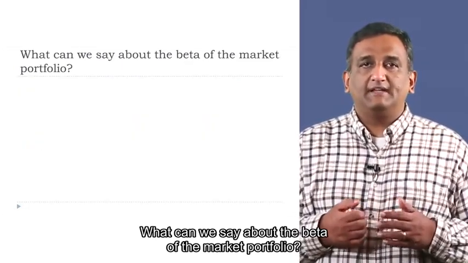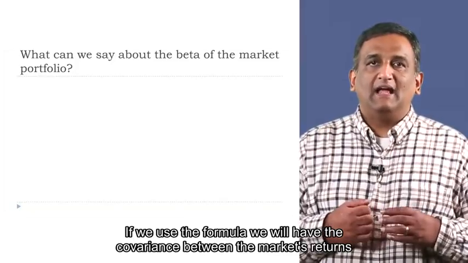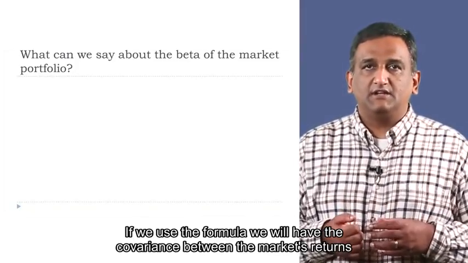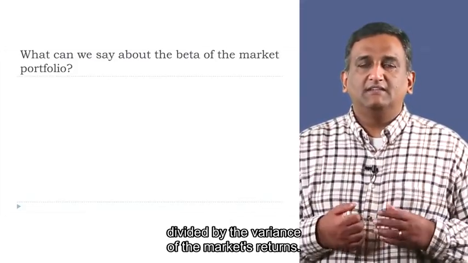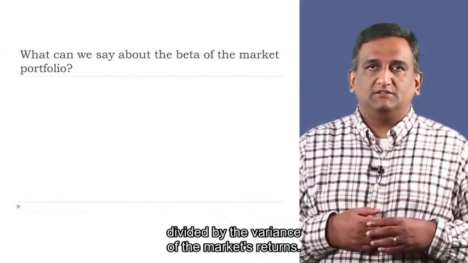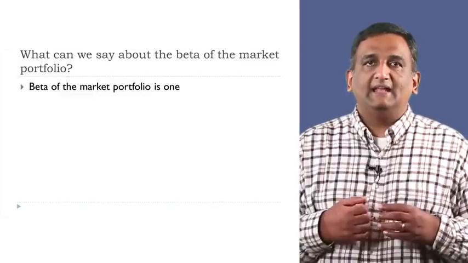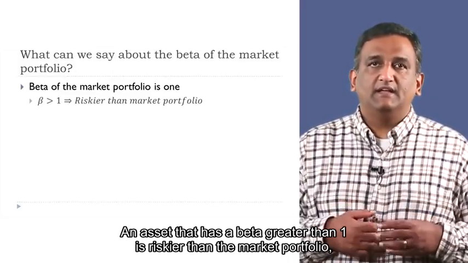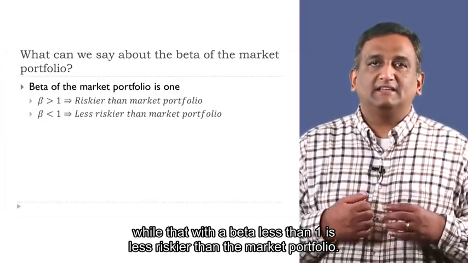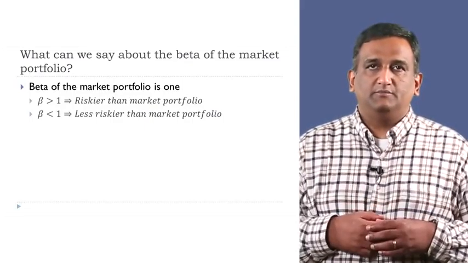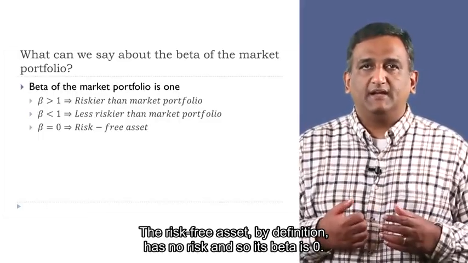What can we say about the beta of the market portfolio? If we use the formula, we will have the covariance between the market's returns and the market's returns, which is simply the variance of the market's returns, divided by the variance of the market's returns. Thus, the beta of the market portfolio is 1. An asset that has a beta greater than 1 is riskier than the market portfolio, while one with a beta less than 1 is less risky than the market portfolio. The risk-free asset by definition has no risk, and so its beta is 0.